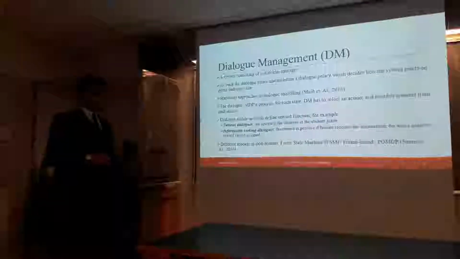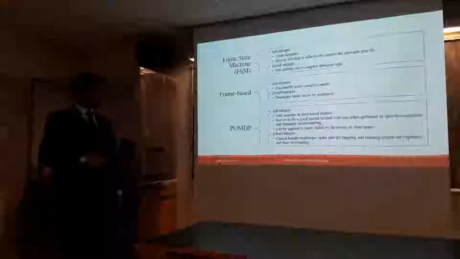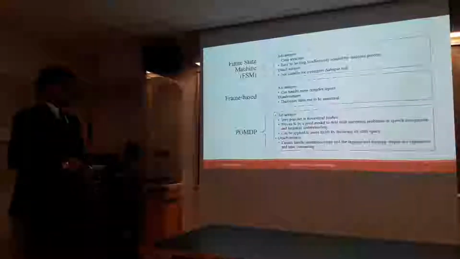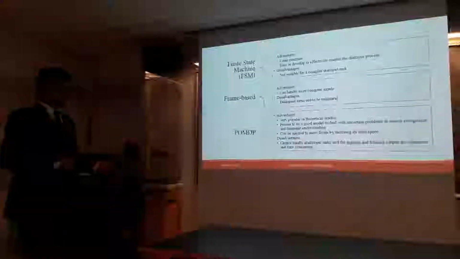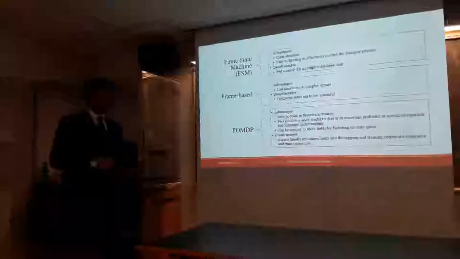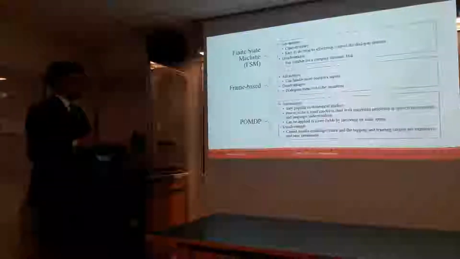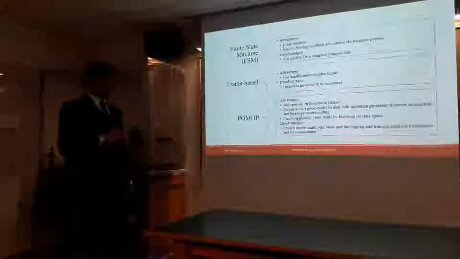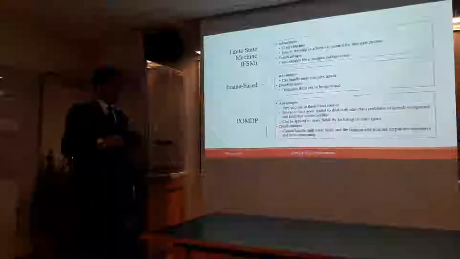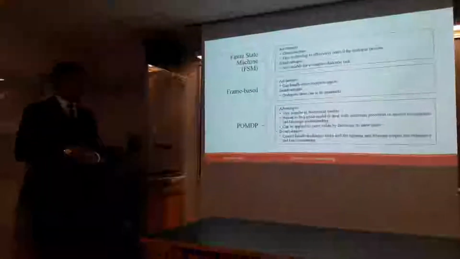There are three different kinds of dialogue management which I'm going to discuss today. The first is finite state machine, which has a clear structure. It is easy to develop and effectively controls the dialogue process, but it is not suitable for a complex dialogue task. The second is frame-based, which has advantages like it can handle more complex inputs, but dialogue turns out to be unnatural. That is one of the limitations.